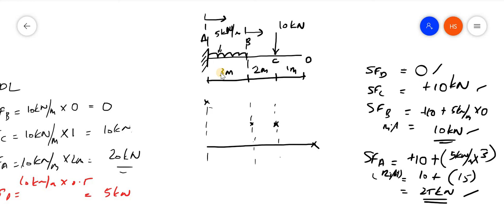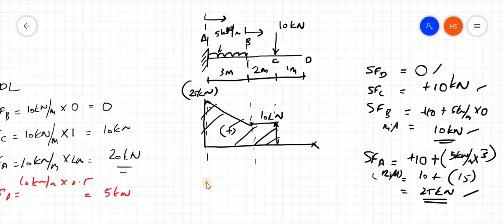So how can I join this? Here there will be no join, so from here only it will be starting. Here there is a constant, and again here there will be a linear variation. Okay. So this will be the shape. So this will be our shear force diagram. Here the value will be 10 kilonewton, and here the value will be 25 kilonewton. Okay.